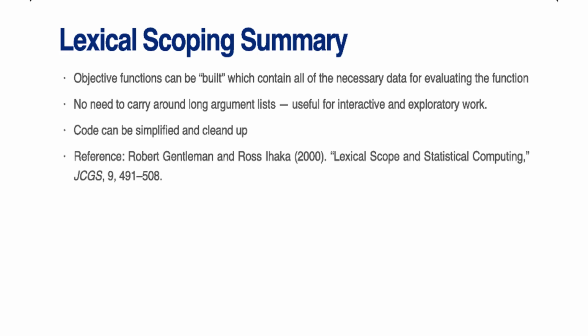So just for reference, the main reference for this type of lexical scoping rules of R is the paper in the Journal of Computational and Graphical Statistics called Lexical Scope and Statistical Computing by Robert Gentleman and Ross Ihaka, who created R. It has some very nice examples in this article. So with this we have concluded the development part of the R programming.